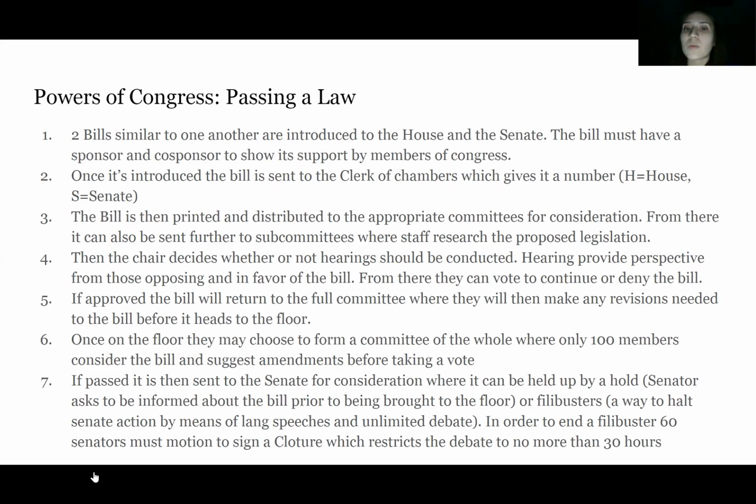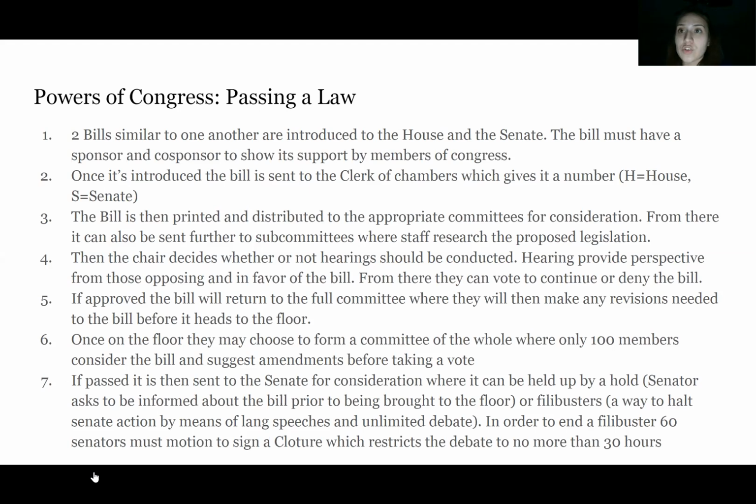I think that it's probably best that they have a committee of the whole because, like we said before, at least for the House, there are 435 members, and it can be difficult to get all of their opinions on what amendments should be added to get a vote. So having 100 members really solidifies the number. So for there, they either approve or deny it. If it is approved, then it is passed to the Senate for consideration.